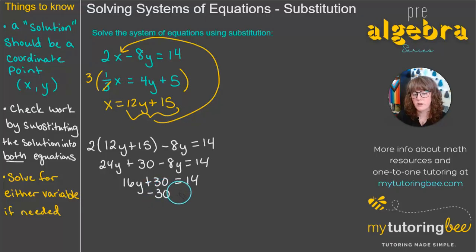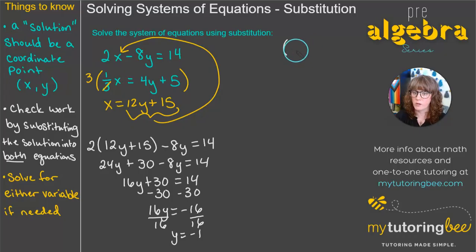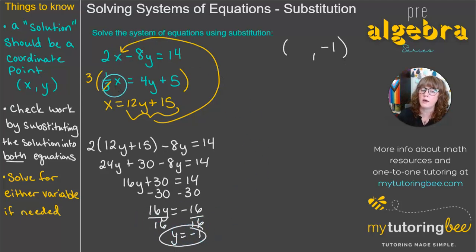We're going to subtract 30 from both sides, so we get 16y equals negative 16. Divide by 16, divide by 16. So y equals negative 1. That is one part of our solution. Remember that a solution to a system is an x-y pair, a coordinate pair. So we don't know what the x is yet, but for the y portion, it's going to be negative 1. But now that we have that, we can substitute that into either of these two equations for y.